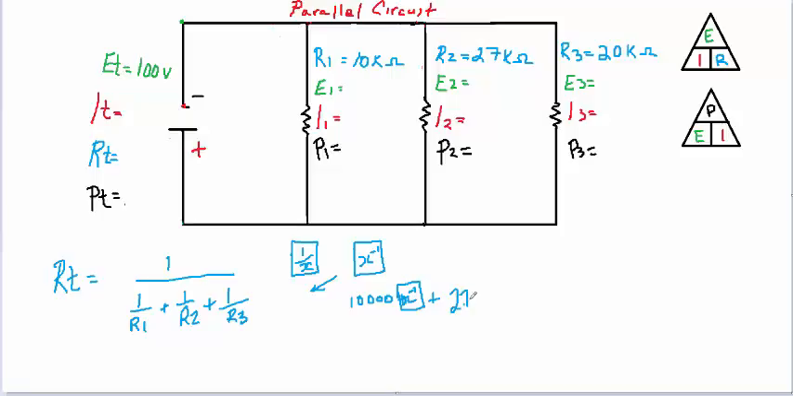R2 is 27,000. Then hit that button there. And then add in R3, which is 20,000. Hit that button again, X -1, equals. Now you got to hit that X -1 again. And now you're going to come to a value.